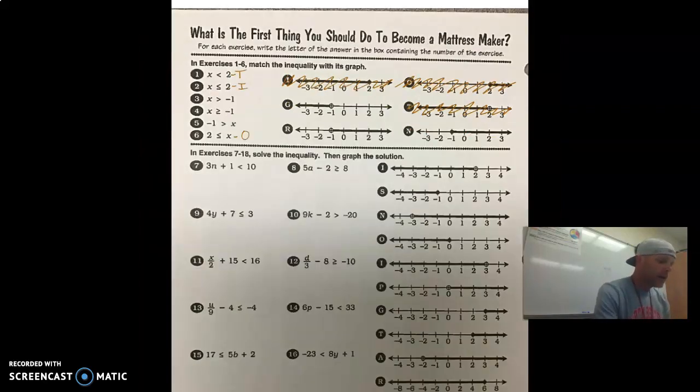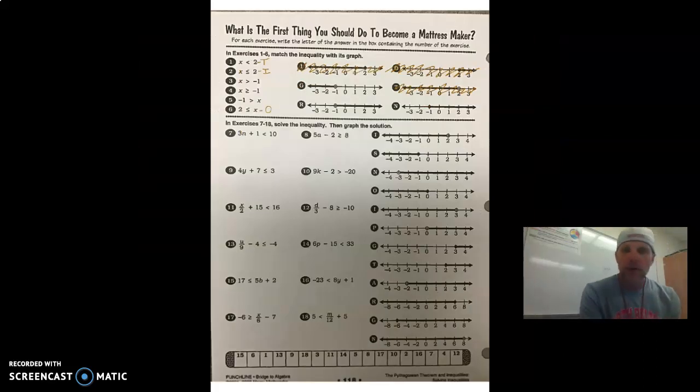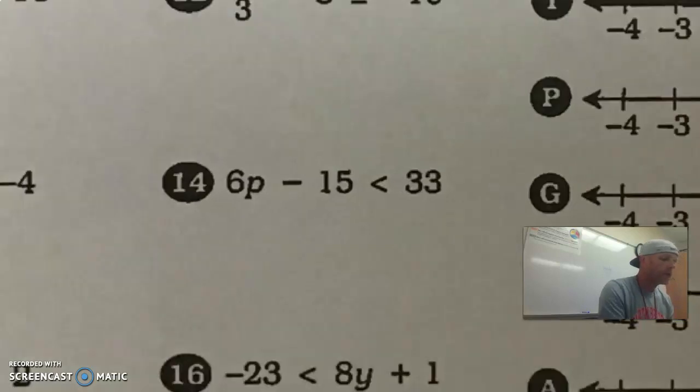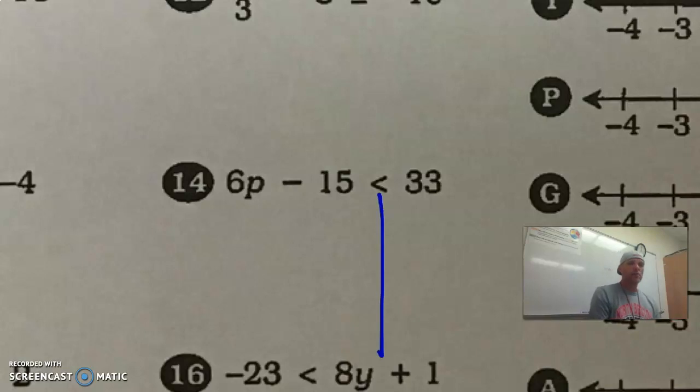All right, so now we just have to solve these down below and then find the graph that goes along with it. All right, so you want to pick one? Okay, yeah, sure. Go ahead, pick one. We're going to do number 14. Okay, 14. Number 14. So draw your line. 6 times p minus 15 is less than 33.